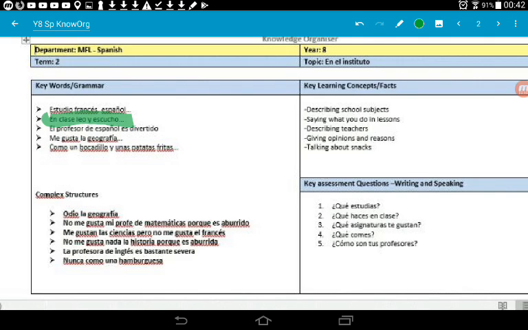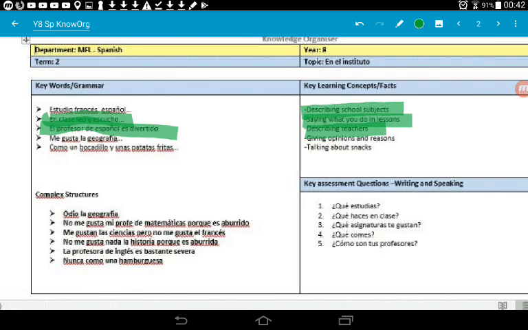Then we also look into how to describe teachers. El profesor de español es divertido. Me gusta la geografía, the subjects that you like. We look into some adjectives, etc. Now, the key things that you need to be doing here is be able to describe school subjects. Say what you do in lessons. So, for instance, I read, I talk, I write. Describing your teachers. For that, you're going to need some adjectives. Giving opinions and reasons, again adjectives, and talking. We're also looking a little bit into talking about snacks, if you remember.